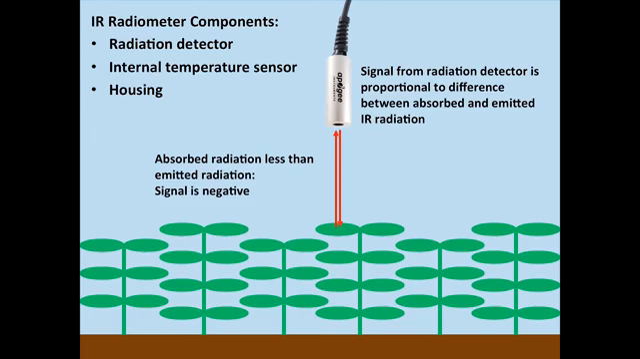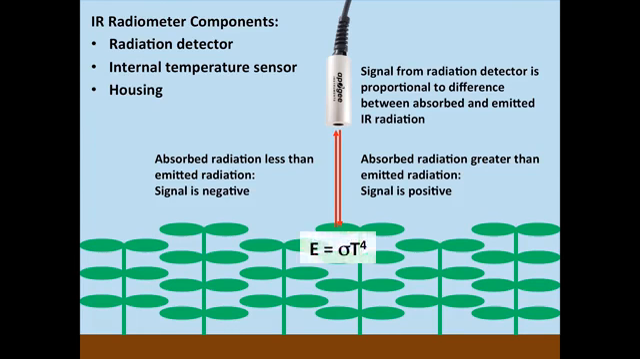When the absorbed radiation at the detector is less than the emitted radiation, the signal is negative. When the absorbed radiation at the detector is greater than the emitted radiation, the signal is positive. So the sensor is actually measuring or detecting radiation, but temperature is the quantity that we're interested in. And of course, they're related through the Stefan-Boltzmann law, where energy is proportional to a constant times the fourth power of temperature.